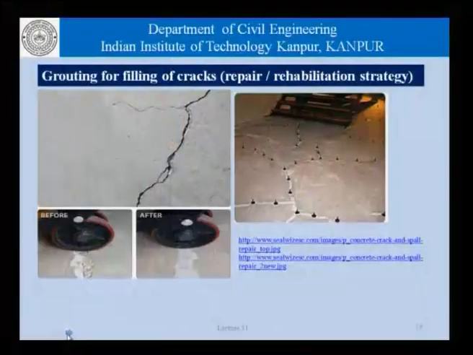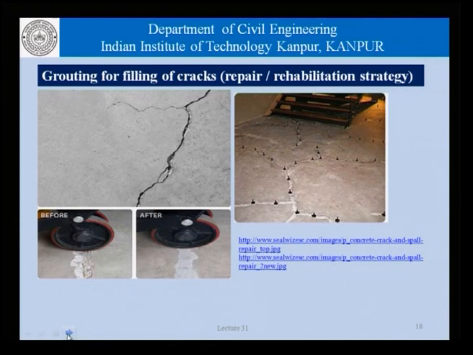Now, let me just quickly go over the third example of grouting that we have chosen to talk about, that is grouting for filling of cracks in a repair rehabilitation strategy. So, if we look at a concrete crack, we could typically see something like this. The cracks could be wider, narrower at the surface and so on. What we often do not know is how deep the cracks are, and therefore, we do not have any idea as far as how much volume of the mortar or the grout will be required to fill these cracks.